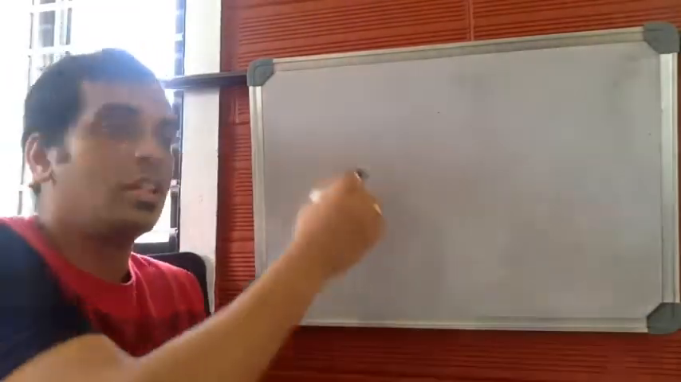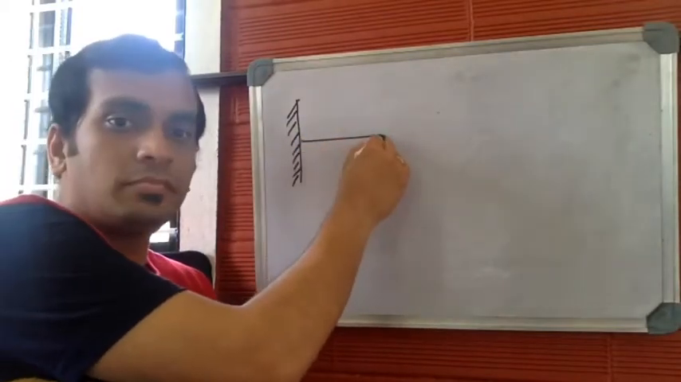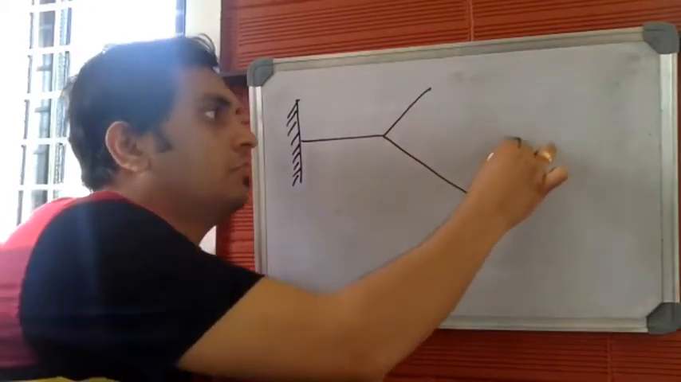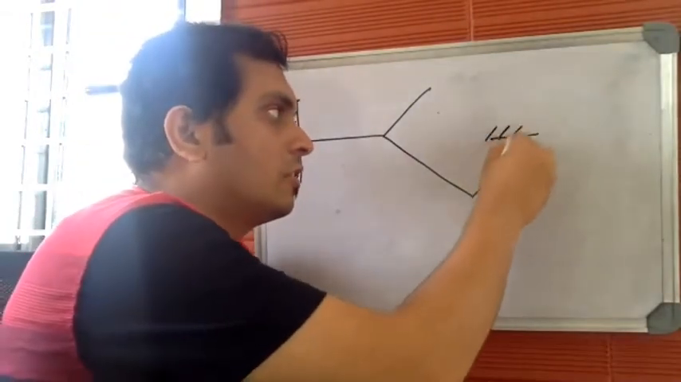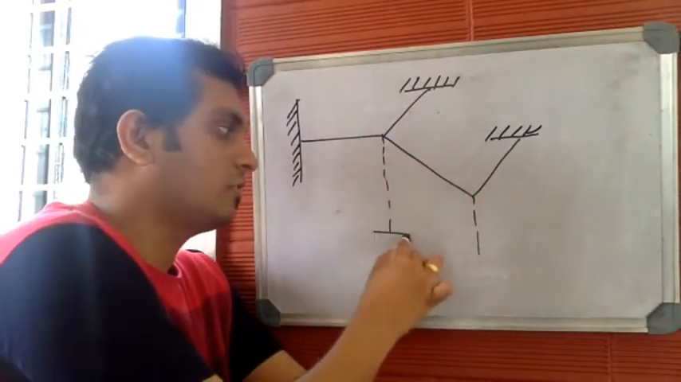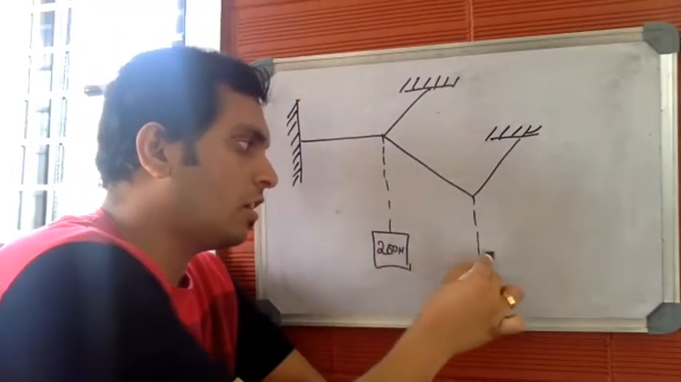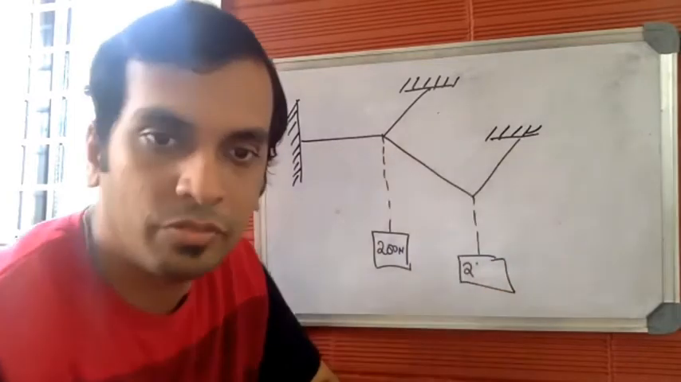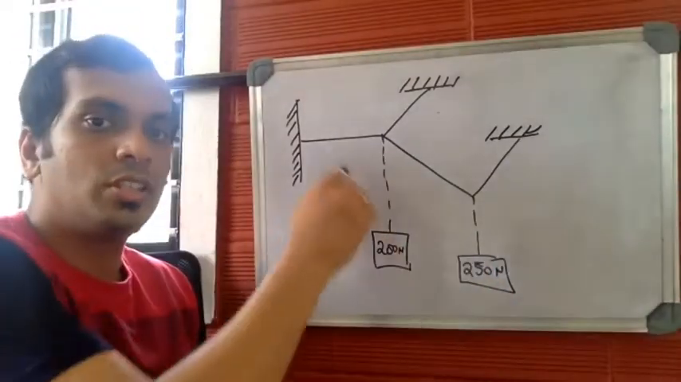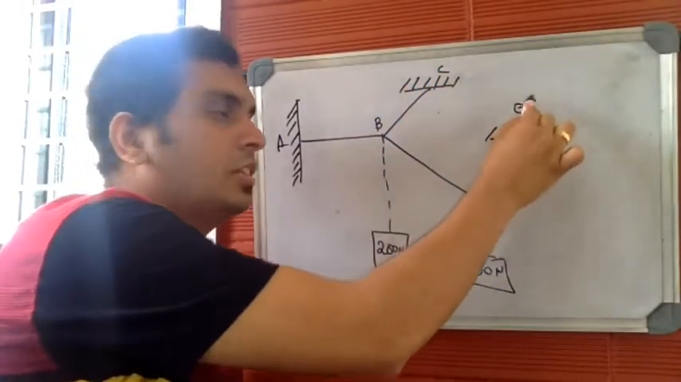I'll just draw the question now. So the question is, one segment, and you have another segment here. And you have two suspended loads here. Suspended load of 200 newton magnitude and another suspended load of 250. So this is A, this is B, this is C, this is D, and this is E.